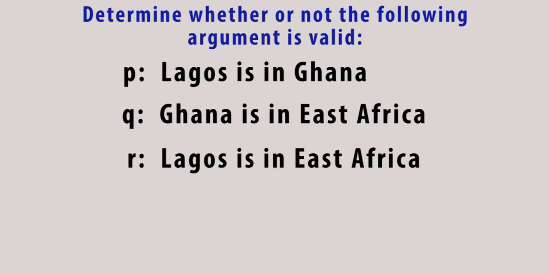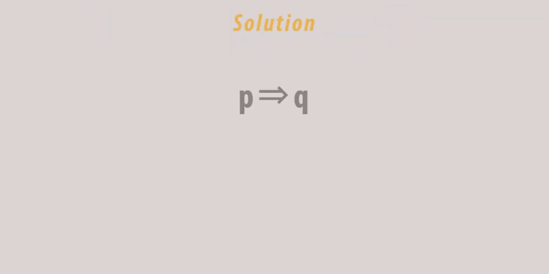Let us take the solution. The first premise means P implies Q. And for the second premise, we have Q implies R. So by the chain rule, we would conveniently conclude that P implies R.